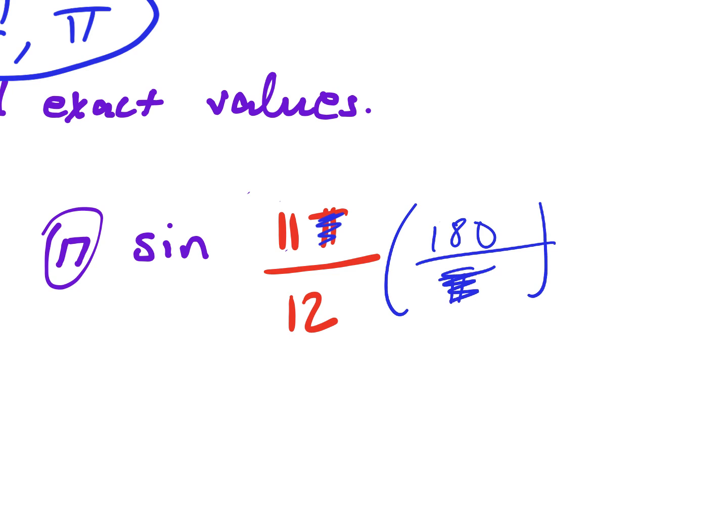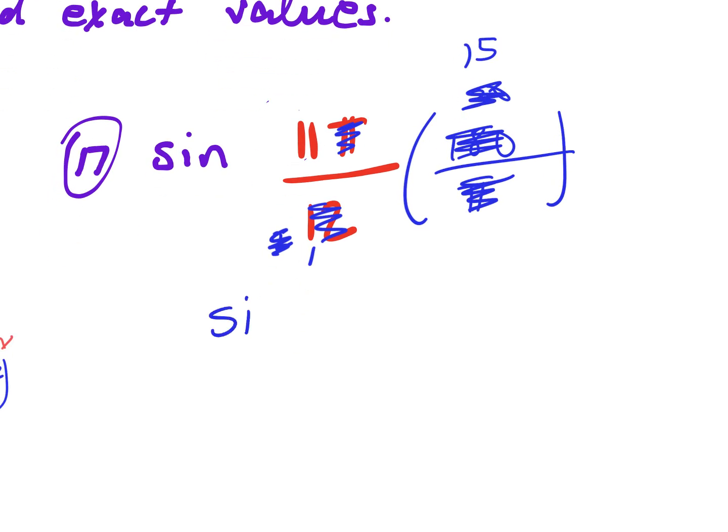What number goes into both 180 and 12? Okay, 6. 6 goes into 12 twice. 6 goes into 180 how many times? 30, okay. Can I simplify a little more? Yep. 2 goes into 2 once. 2 goes into 30, 15. So, ladies and gents, what is 15 times 11? So, sine of 165. Check your unit circle. Is 165 on your unit circle?